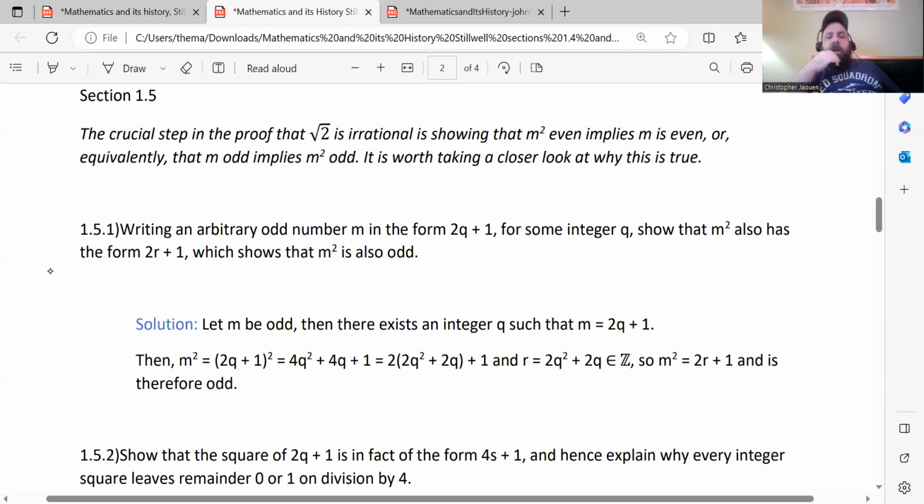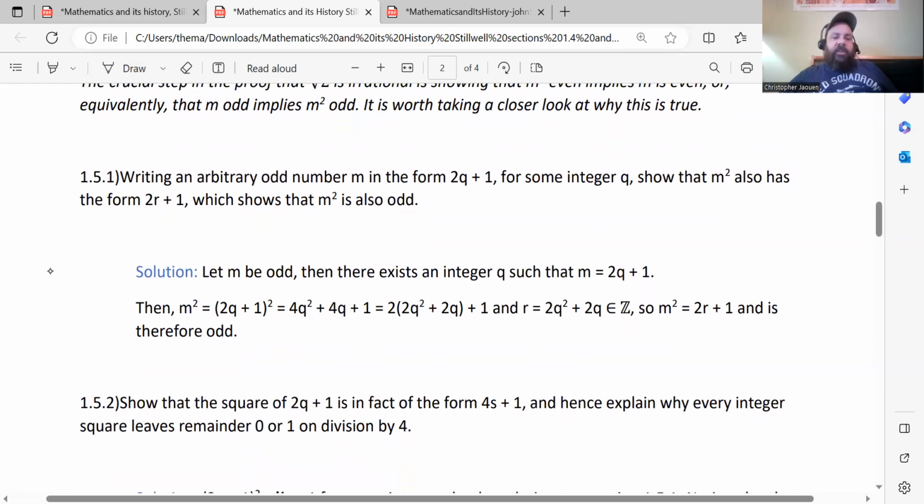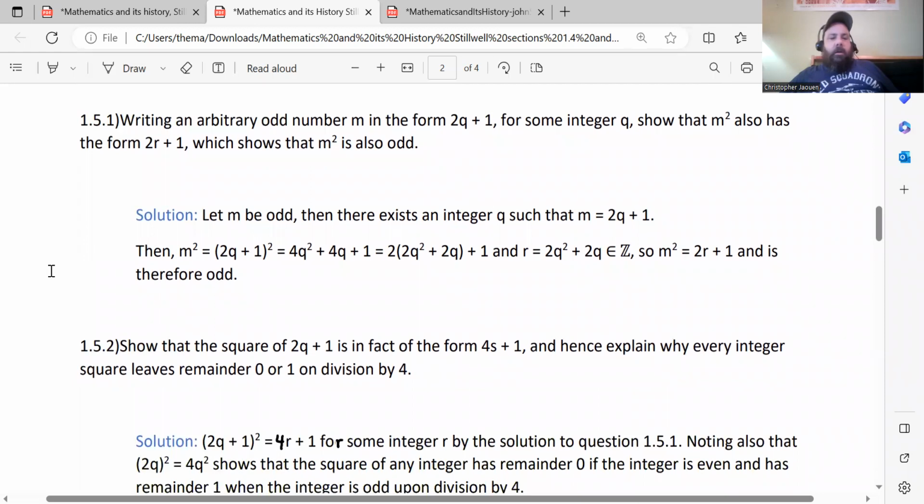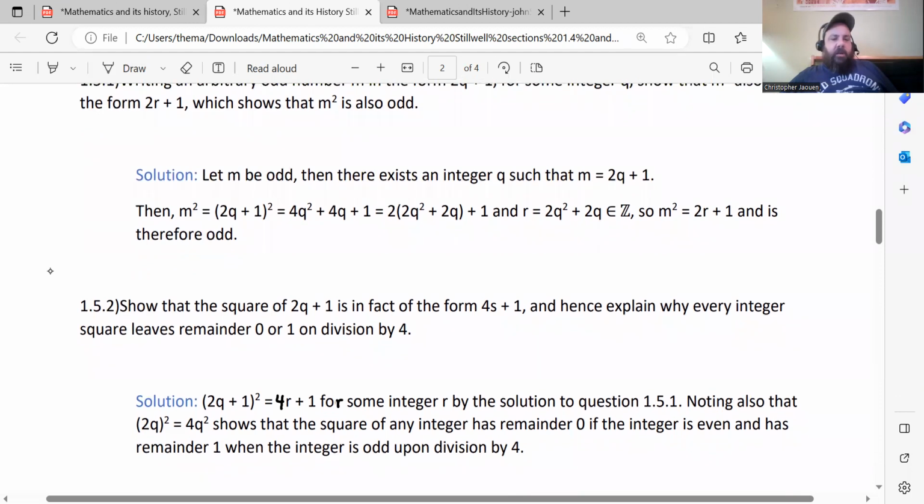Writing an arbitrary odd number m in the form 2q plus 1 for some integer q, show that m squared also has the form 2r plus 1, which shows that m squared is also odd. This is basically the contrapositive of what we did in the section. So here, let m be odd, then there exists an integer q such that m is 2q plus 1. It's the same proof, so I won't go over it again.